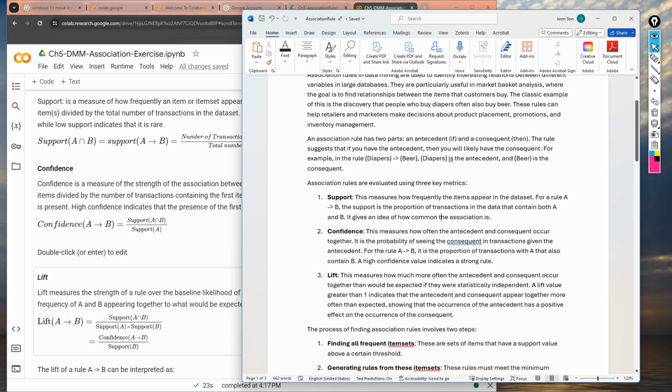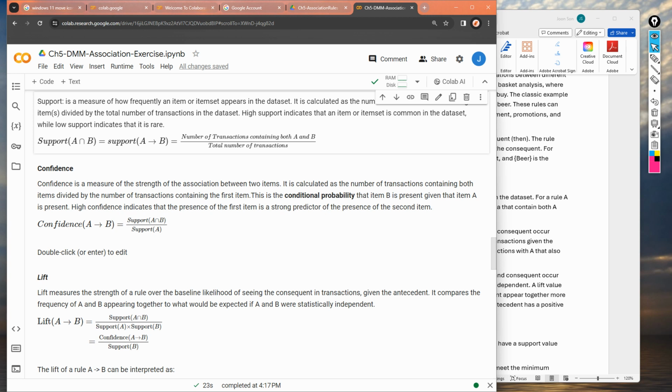So that's the support. If you look at this equation for the support, they frequently use both notations, A and B, or A arrow B. These two notations are very common for support. The equation is the number of transactions containing both A and B divided by the total number of transactions.